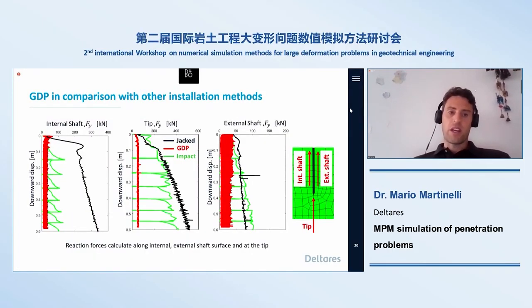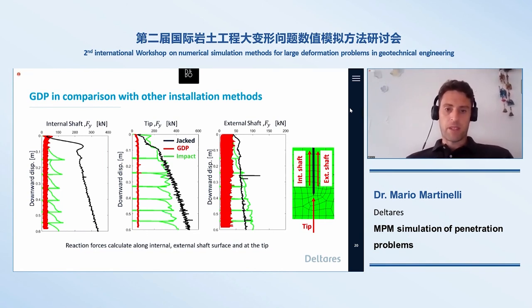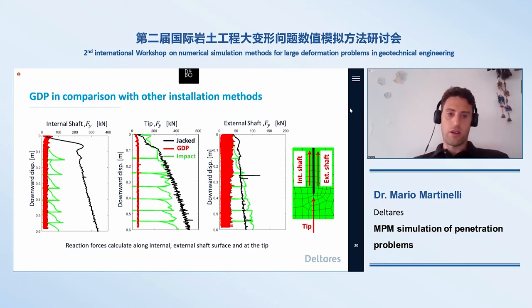What we did, we compare the penetration, let's say the response of this model, against other types of installation methods, traditionally like jacked or GDP or impact driven. So you see here the results are shown for the reaction force along the internal shaft, tip and external shaft. So you see for the jacked, the internal shaft exhibits a very large reaction force due to the fact that the pile being pushed exhibits a large stress concentration in the internal part of the pile, whereas this is not happening in the impact driven that much.